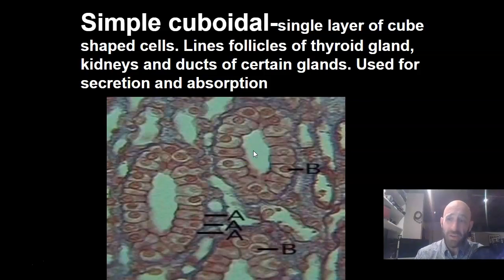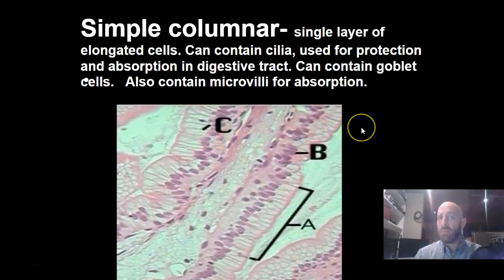These are also found in areas that need absorption. So in some cases, they act like a sponge and they absorb. So in either case, they absorb or they secrete, and they're going to be found in your glands of the body, and they're going to be lining the tubes. So this would be, like I said, an example of a gland, and it's a single layer of cube-shaped cells. That's simple cuboidal. Simple columnar is a little more involved, so we're going to take another moment on this one.